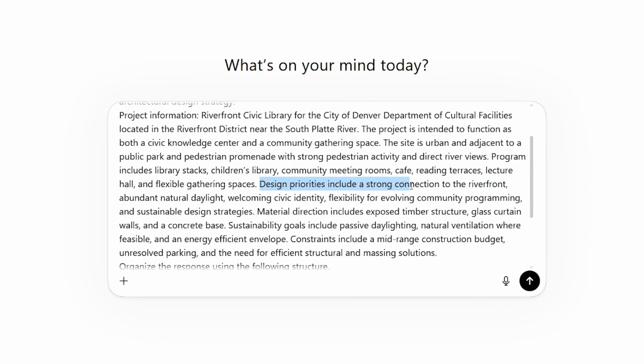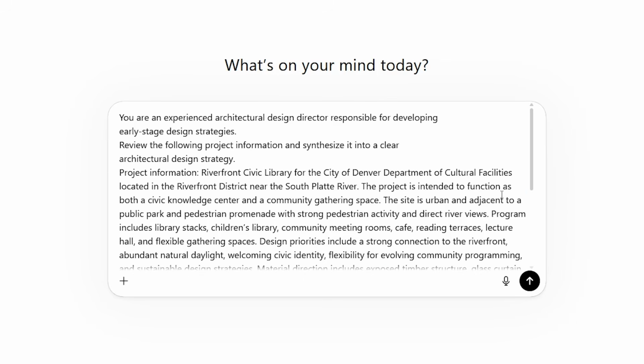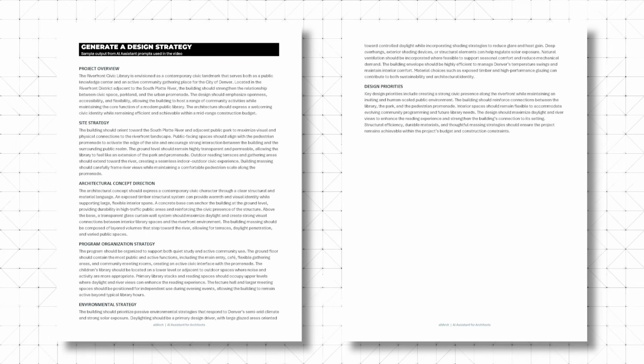Design priorities include a strong connection to the riverfront, abundant natural daylight, welcoming civic identity, flexibility for evolving community programming, and sustainable design strategies. Material direction includes exposed timber structure, glass curtain walls, and a concrete base. Sustainability goals include passive daylighting, natural ventilation where feasible, and an energy-efficient envelope. Constraints include a mid-range construction budget, unresolved parking, and the need for efficient structural and massing solutions. When you're done, press Enter or click Send. And this is the output from that prompt.